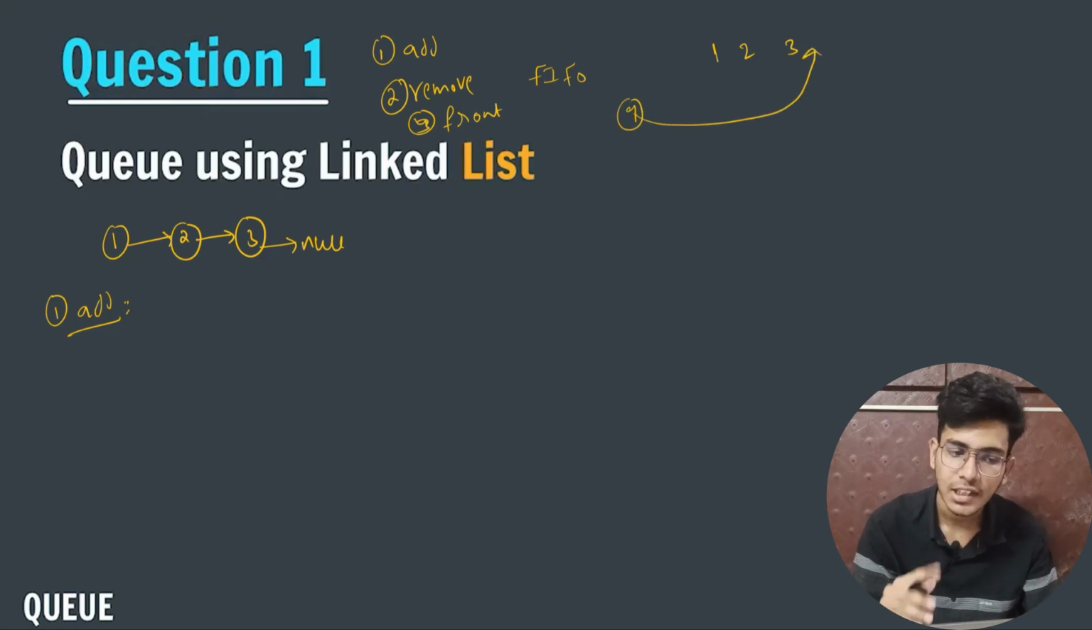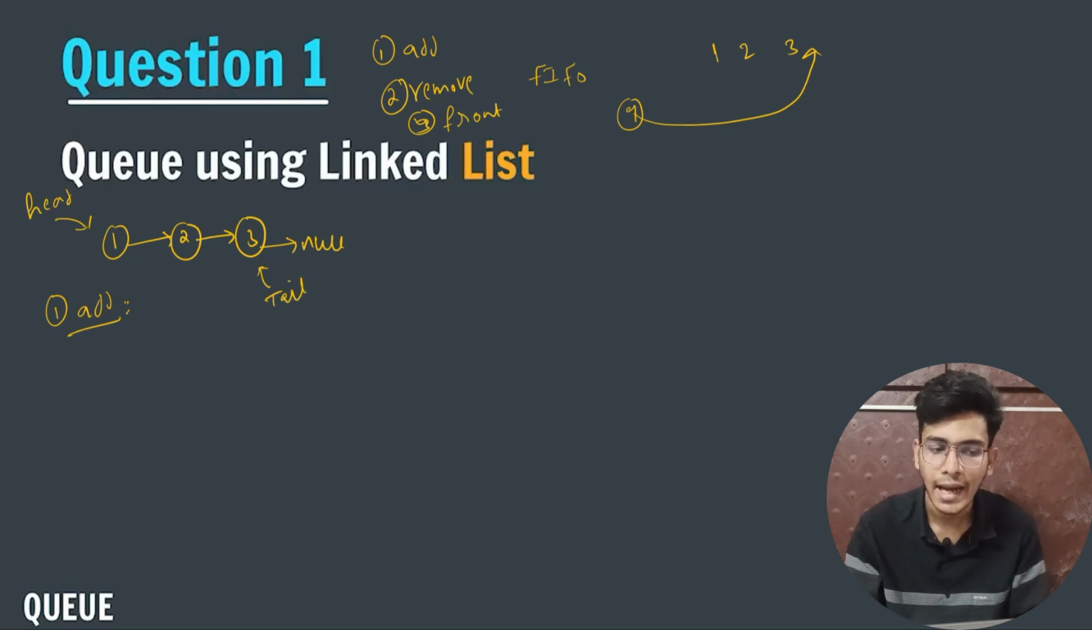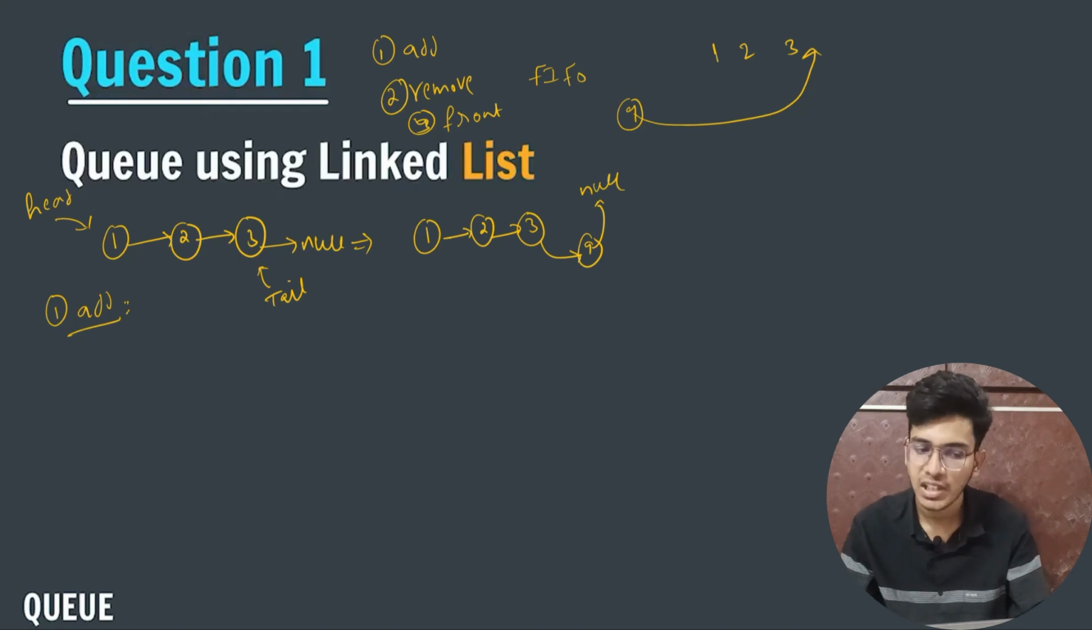If we study the structure of a linked list, the terminologies involved are: the first element we call the head, and the last element we call the tail of my linked list. Now suppose I want to add 9 into my linked list, then the new linked list will look like this: 1, 2, 3, and 3 will point to 9, and 9 will point to null. So this is how the adding operation will take place.